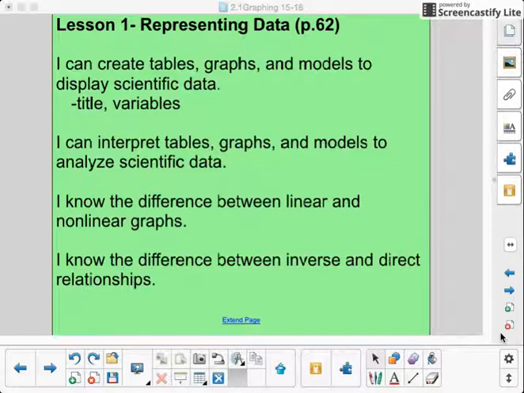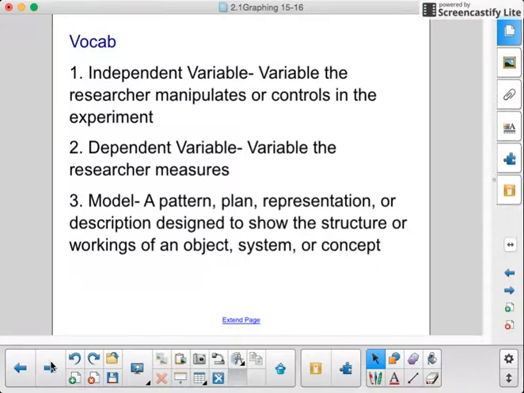As you can see, even though you may have had some experience with graphing, say in a math class, we'll be using some different vocabulary in this lesson that you probably haven't learned or been exposed to before. There are 3 vocab words in this lesson. An independent variable is the variable the researcher manipulates or controls in the experiment. This is the variable that drives the experiment.